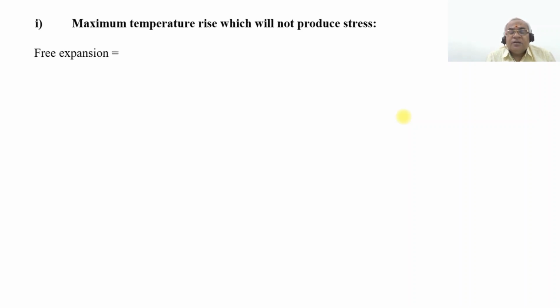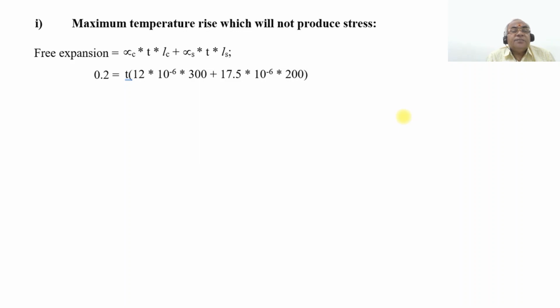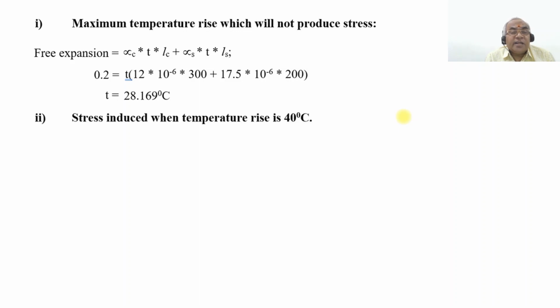Once you get that, for the maximum temperature rise which will not produce stress, that means it is the free expansion: alpha C into T into L_C plus alpha S into T into L_S, and that free expansion is 0.2. You have to take the temperature change T into 12 into 10 to the power of minus 6 into 300 plus 17.5 into 10 to the power of minus 6 into 200. Therefore, T, the maximum temperature rise, is 28.169 degrees centigrade.